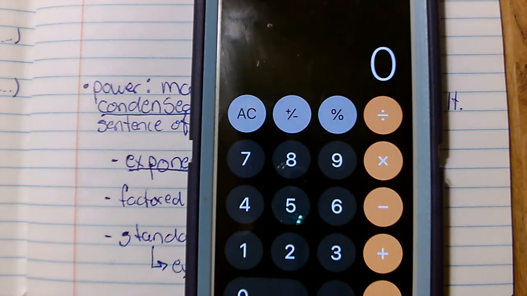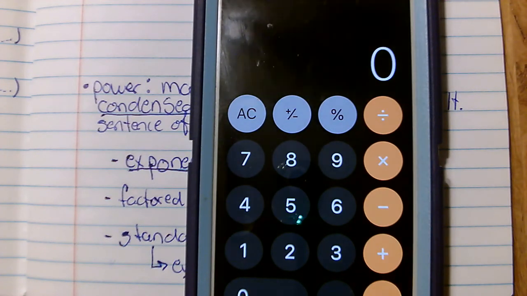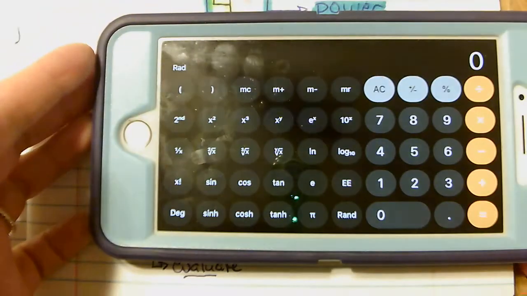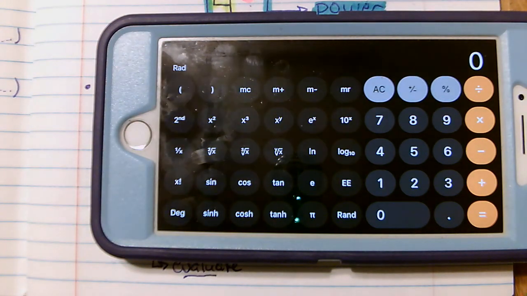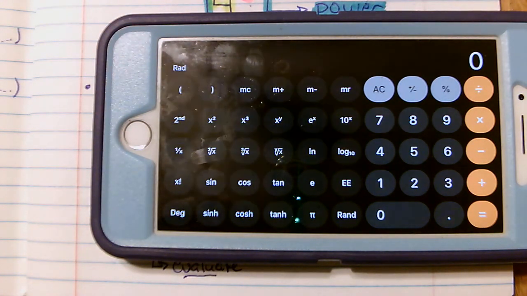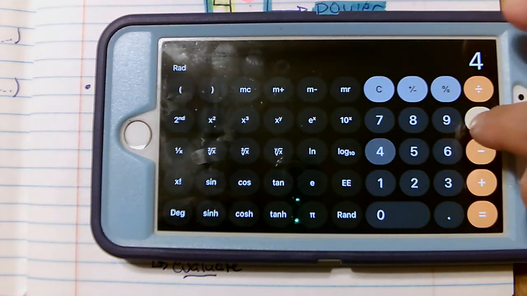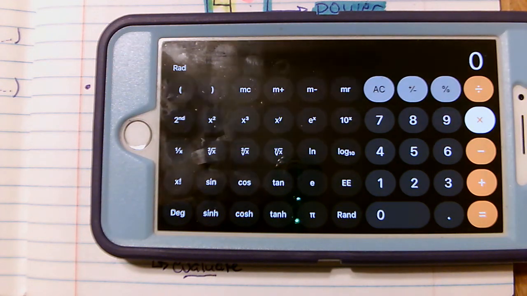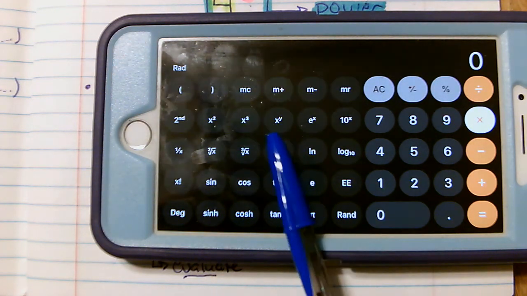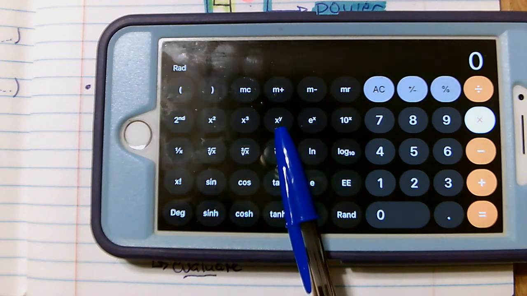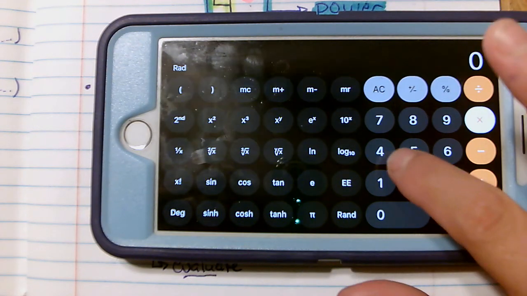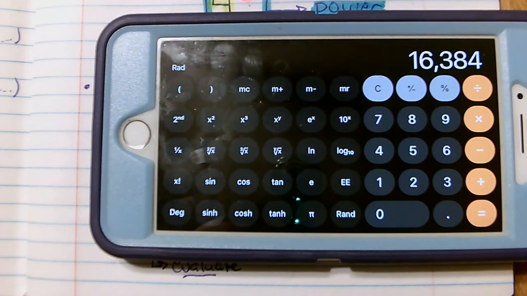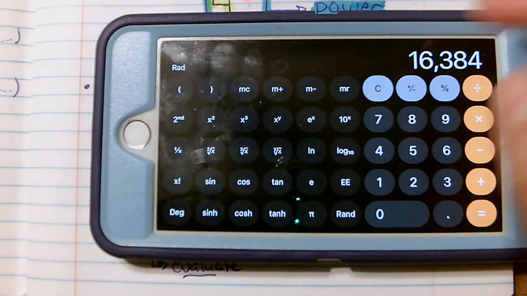If you are using your phone like I am here right now, what you can do is this. Take your phone, flip it sideways, and then you get a lot more functions on your calculator. But here's what I'm going to do. I can do 4 times 4 times 4 times 4 times 4, and then I would get my answer. But there is actually an easier way to do it. We'll take a look at this button right here. You see that X with the Y? What I can do is hit 4, then that button, and then 5, and boom. I have my answer. Oh wait, let me double check that.